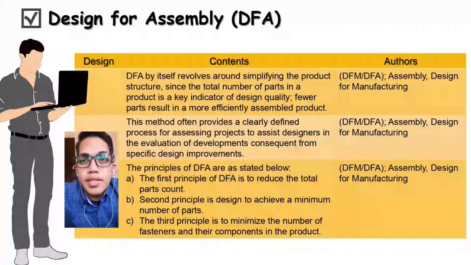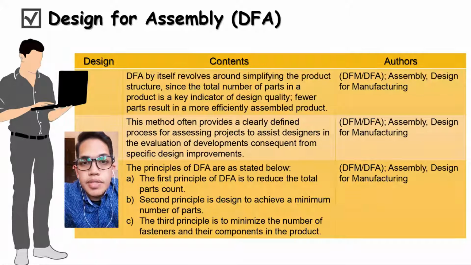The third one is design for assembly, DFA. DFA by itself revolves around simplifying the product structure, since the total number of parts in a product is a key indicator of design quality. Fewer parts result in a more efficiently assembled product. This method often provides a clearly defined process for assessing a product to assist the designer in the evaluation of development consequences from the specific design improvement.